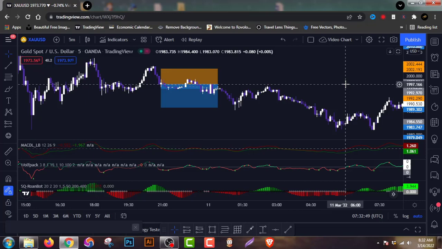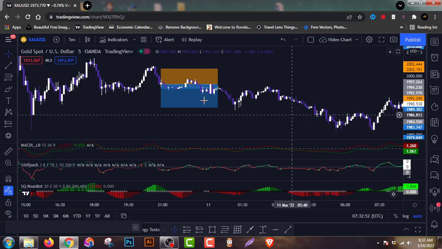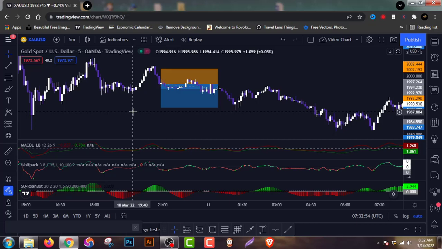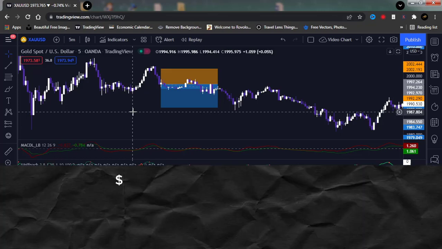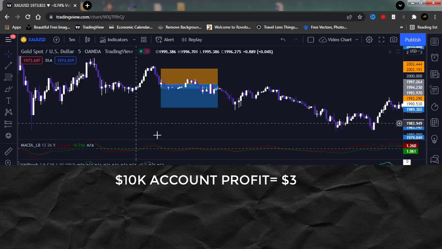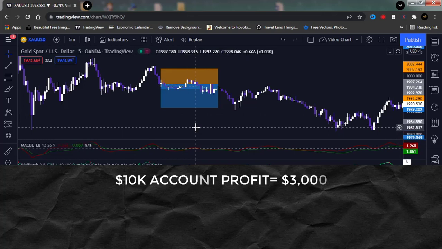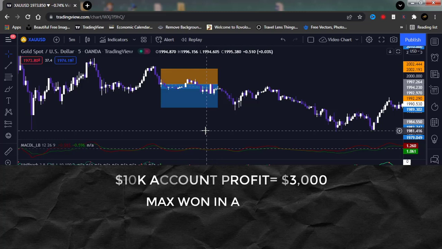Yes, we had a very good profit graph for this strategy. A very good profit graph, I will tell you. It was a winning strategy, so that is for sure. But then I'm sure you want to know how the trades went. On a 10k account, I was able to make roughly, I think the highest profit was 3,250, but the current profit after closing 100 trades was 3,000 dollars. Max won in a row was 6 and max lost in a row was 5.